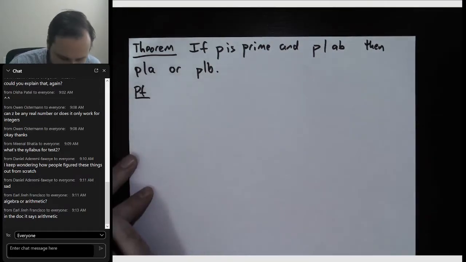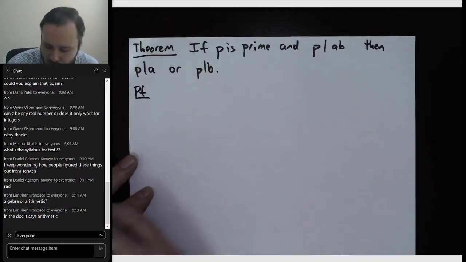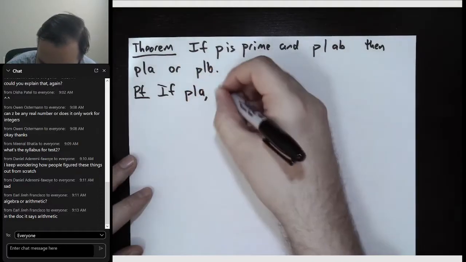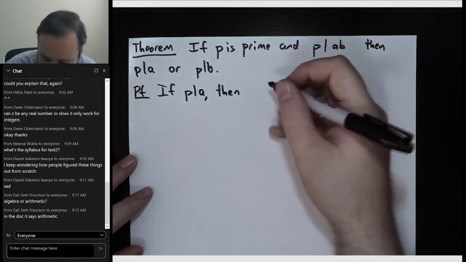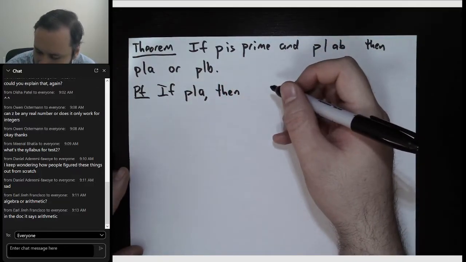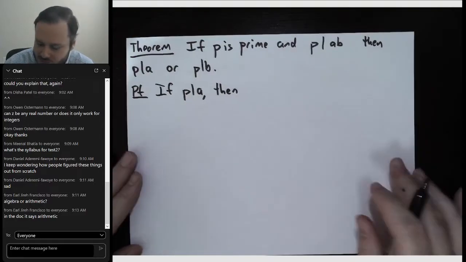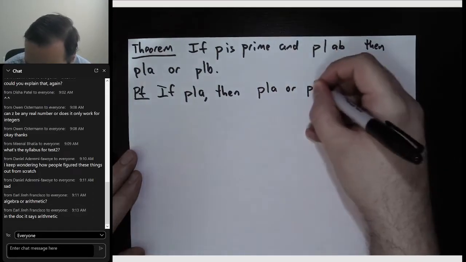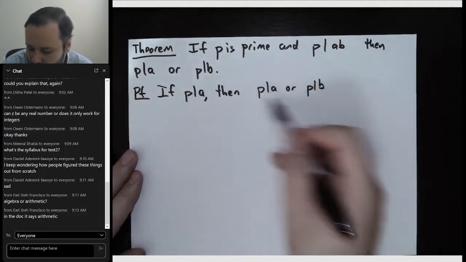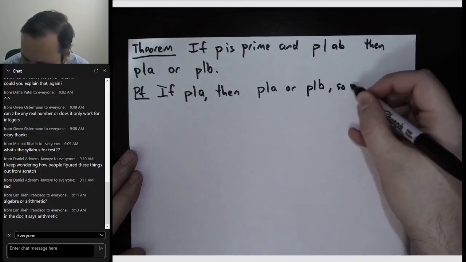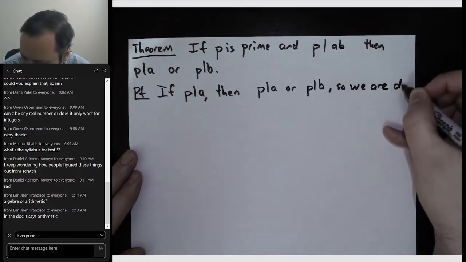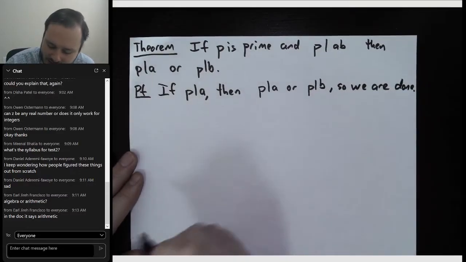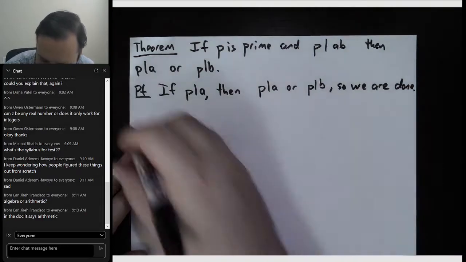If p divides a, then we're done. By the rule of disjunction or one of those laws of logic, then p divides a or p divides b, right? If we have p divides a, then we get this or, so we are done. So we can work in the case where p does not divide a.